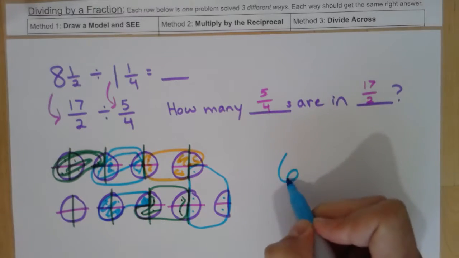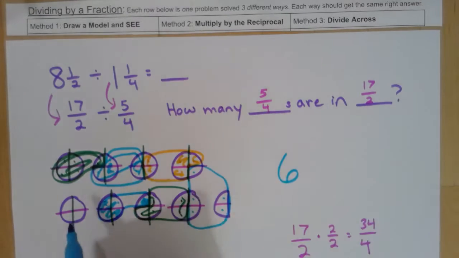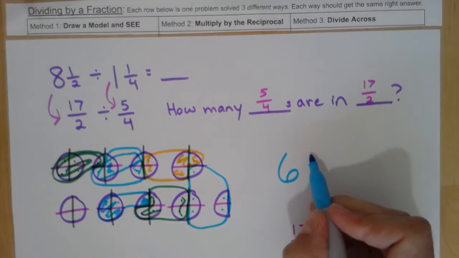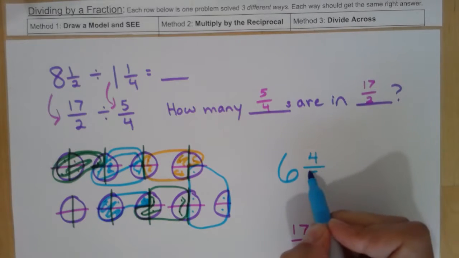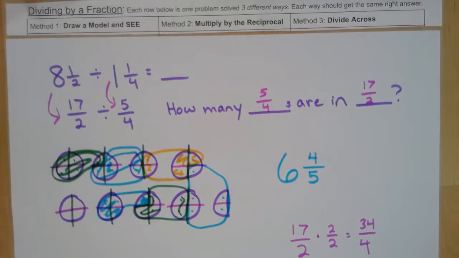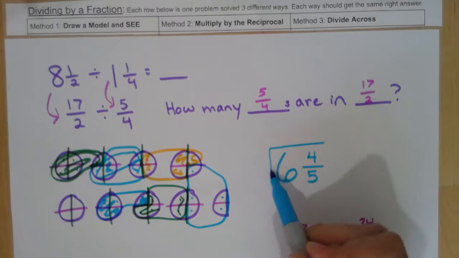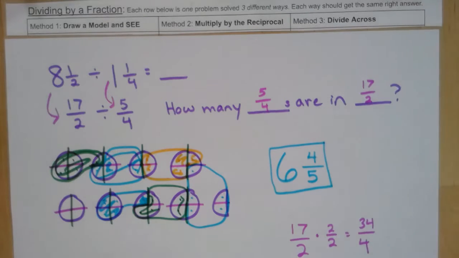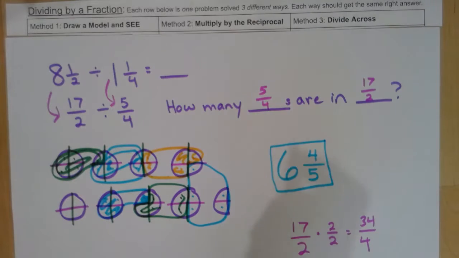So my answer is going to be something about 6, but now I'm looking for 5/4 and I only found 4. So I only have 4 out of the 5 pieces that I'm looking for. So this is going to be my final answer. Pretty cool. Let's try multiplying by the reciprocal and see if we can agree with that.